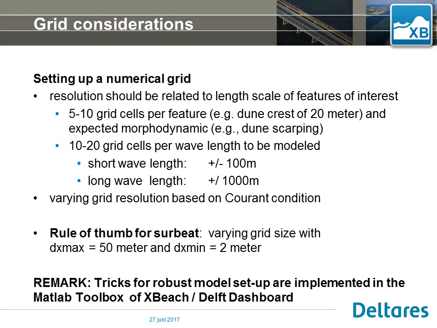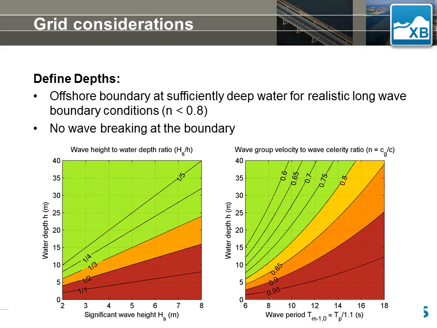You can apply a varying grid resolution, particularly in the cross-shore direction, based on the current condition. And we have lots of MATLAB scripts available in the MATLAB toolbox on OpenEarth and in Delft dashboard to do these kinds of things. But as a rule of thumb, you'll be having a varying grid size, with the largest grid size in the order of 50 meters offshore, and the smaller grid size in the order of about 2 meters at the beach and on your dune face.